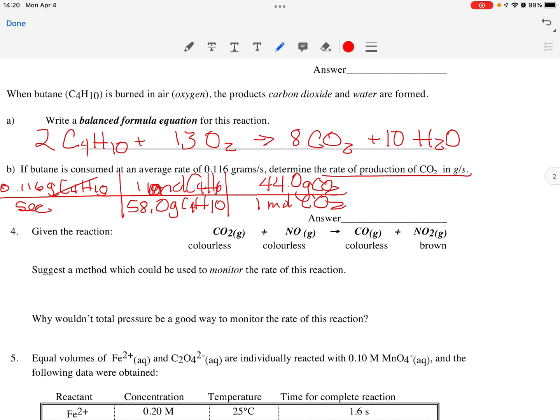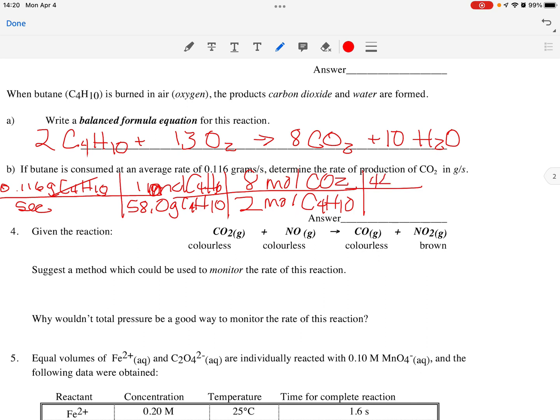This is my mole. Now I can do my mole ratio, and I can see I have an 8 and a 2. And then I'll have my 44.0 grams of CO2 per mole of CO2. My moles of CO2 cancel, my moles of butane cancel, and my grams of butane cancel, giving me grams of CO2 per second. You can punch this number in.